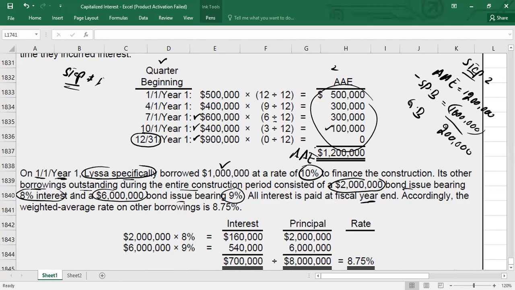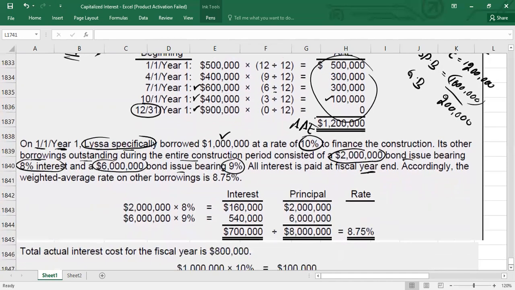Accordingly, now you have to calculate step number 3, as I told you, the weighted average interest. Actually, this is what we are going to do now. Step 3, how to calculate the weighted average interest. Guys, first of all, you will always calculate the weighted average interest for general borrowing. Don't forget. In the general borrowing, we have two sources, 1 and 2. So we have a 2 million principal amount at the rate of 8%. If you just focus here, we have 2 million with the rate of 8%, and then we have 6 million with the rate of 9%.